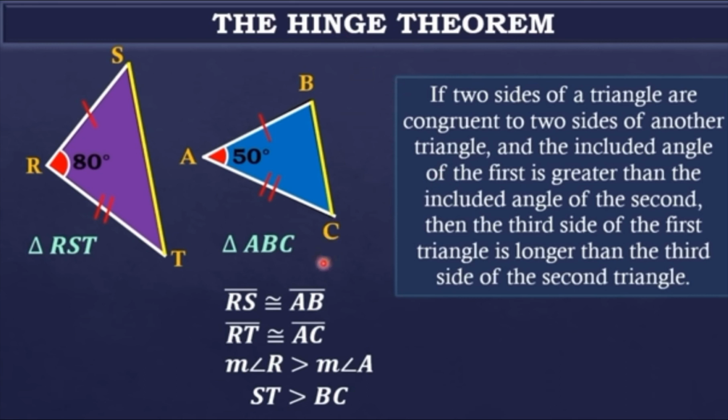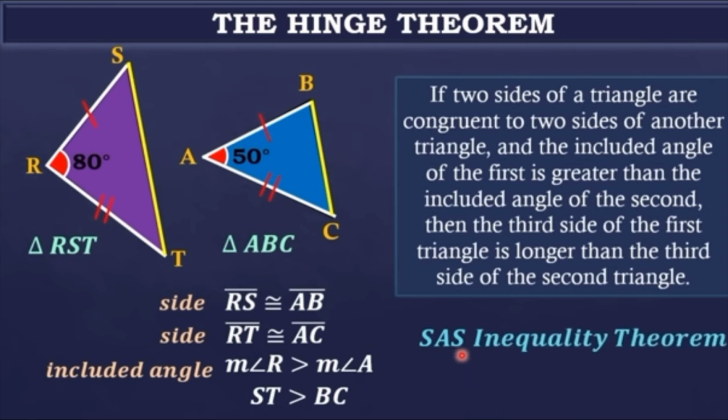Now, as you can see, we have here two sides and an included angle. So again, this is considered included angle because the angle is in between the two congruent sides. Okay? Now, since we have here two sides and an included angle, then therefore we can call it SAS. Bakit? The side, the included angle, and the side. SAS inequality theorem. So, ibig sabihin, the Hinge theorem is also called the SAS inequality theorem.